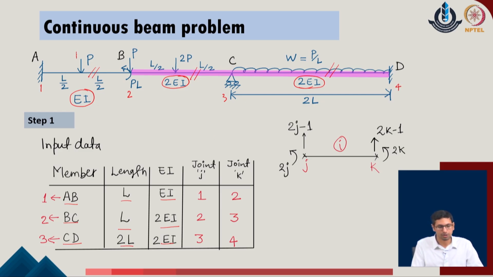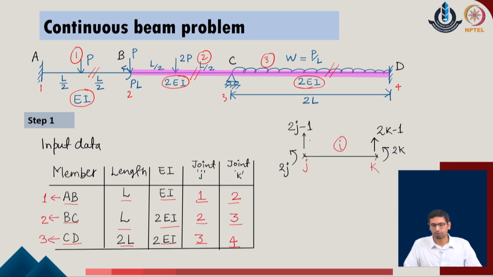And as per the labeling of the system, this is member 1, this is member 2 and this is member 3. So, for member 1 I have joints J and K which are 1 and 2. For member 2 I have joints J and K which are 2 and 3, and for member 3 I have joints 3 and 4, which are reflected by the idea of J and K in the given system.